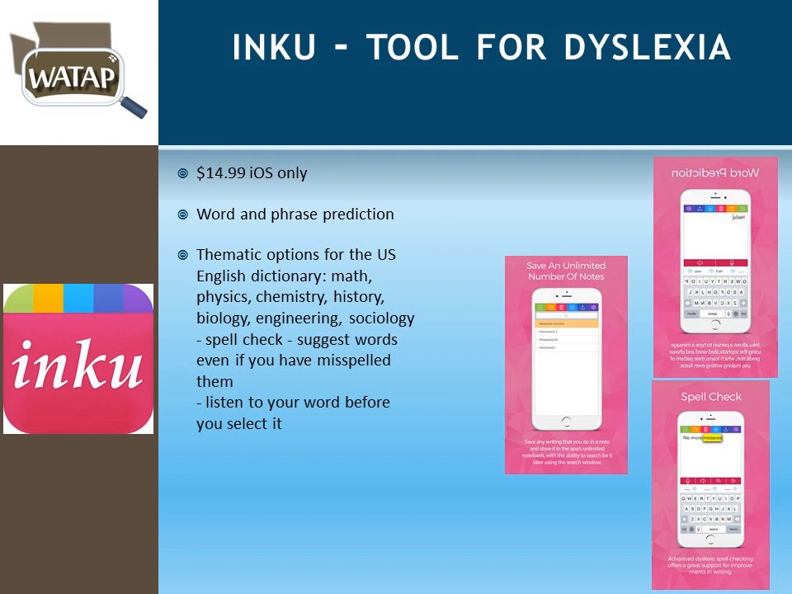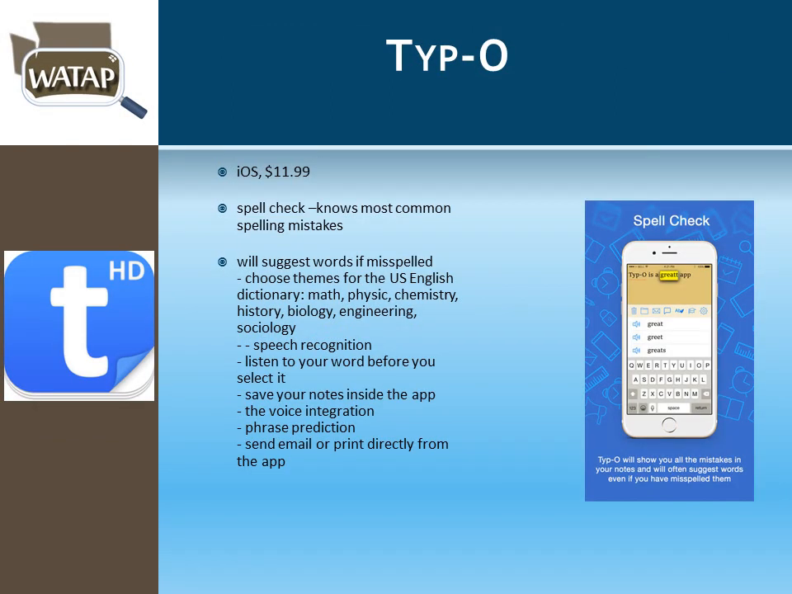Inkou, another application, they're claiming themselves to be a tool specifically for students with dyslexia. This has word and phrase prediction, as you see here on the screenshots. What I like about this, not only does it support multiple classes or topics such as English and math and physics and chemistry, as you see here, but what I like about this particular application is that if you have a student that struggles with spelling, it has a very sophisticated spell check in it. Even if they're misspelling a word, it will automatically provide them with suggestions on how to spell it, so it's doing a lot of phonetic spelling. And they can actually listen to the word, so it gives them some audio feedback before they select the word into their document.